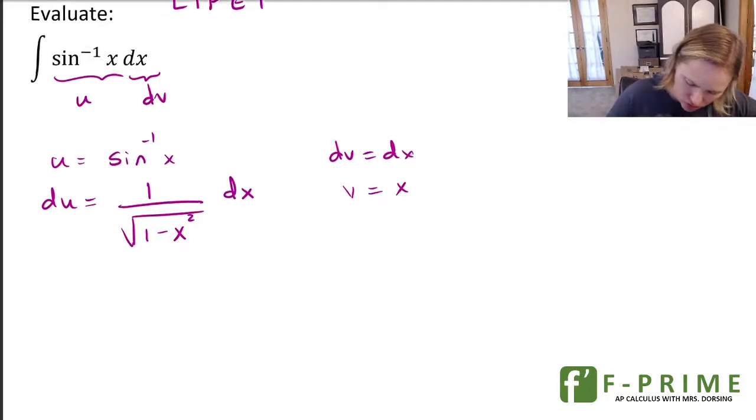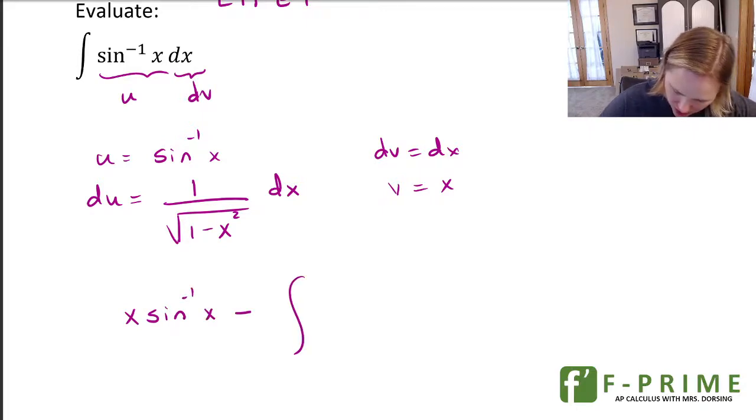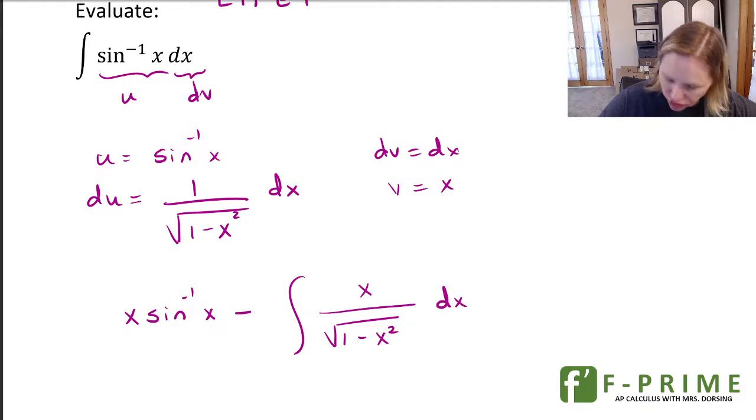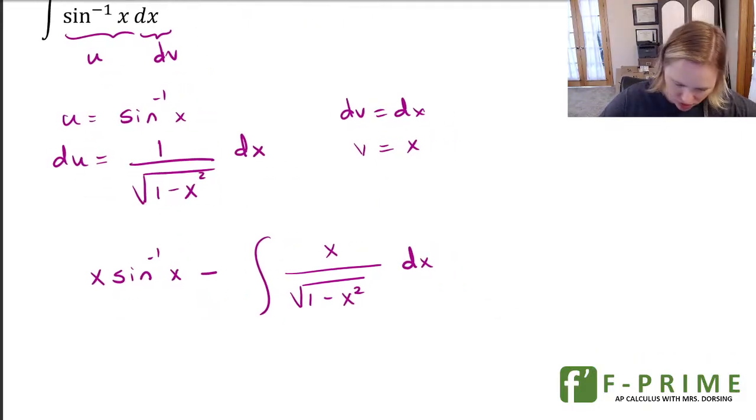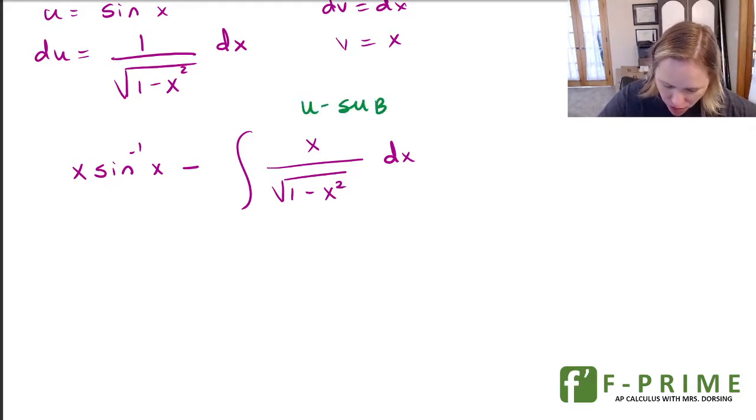So here we go. Integration by parts. U times V. So x sine inverse of x minus the integral of V du. That's going to be x over... Oof, that's ugly, isn't it? Oh, goodness gracious. Well, how do I do this integral? Oh, my goodness. I might have to use two integration techniques in one problem. Integration by parts and, dun-dun-dun-dun, u sub. U sub to the rescue.